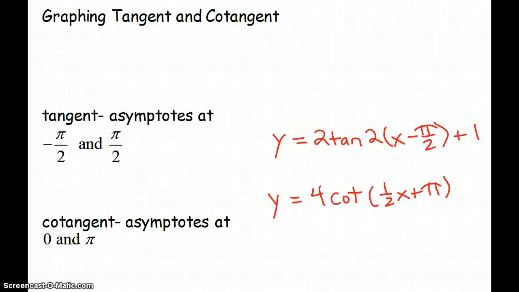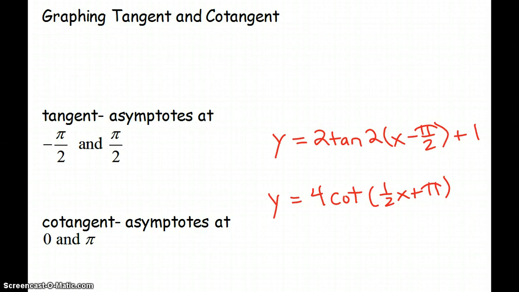Graphing tangent and cotangent. Remember that the first thing you should know is that the tangent parent function has asymptotes at negative pi over 2 and pi over 2. The cotangent has asymptotes at 0 and pi. Now we know there are more asymptotes than that, but we really need to remember those so that we can find out where the new asymptotes are after the transformations.